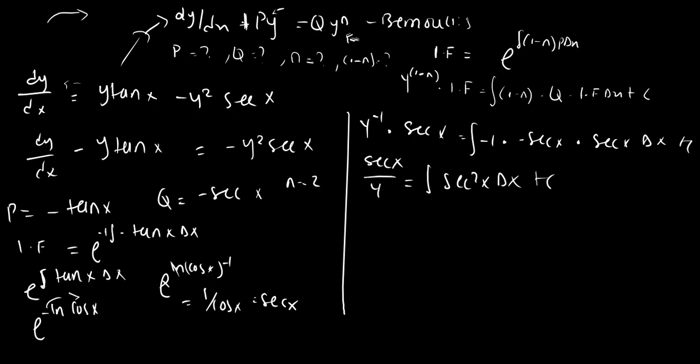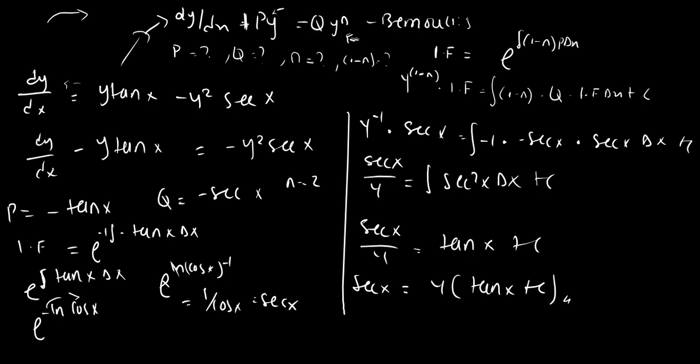And because we know the integral of sec square x is going to give us tan x, right? These are common knowledge. So we have sec x over y is equal to tan x plus c, and this basically is your final answer. Although you can still simplify if you want, you can cross multiply. So you have sec x is equal to y multiplied by tan x plus c, and this is your final answer. So it is that simple, and this is all on Bernoulli's equation. You can try out other questions in the 8th grade textbook. Thank you.